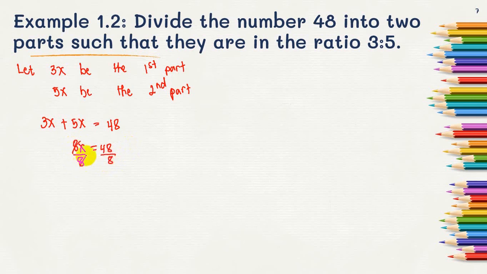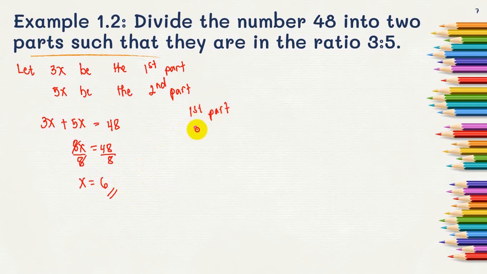So 8 divided by 8 is 1. This will be x equals, what is 48 divided by 8? 6. So the value of x is 6. But that's not yet the final answer. The question is, we have to get the first and the second numbers. So let's have the first number or first part.